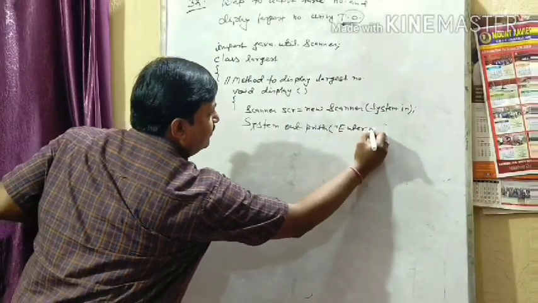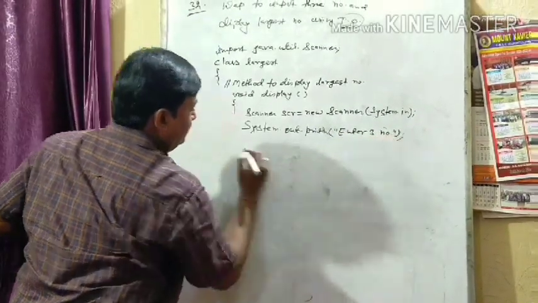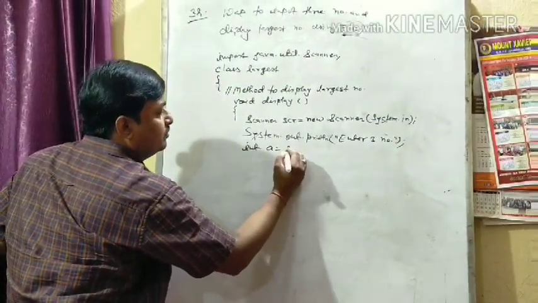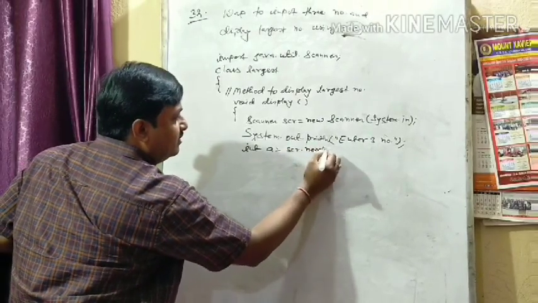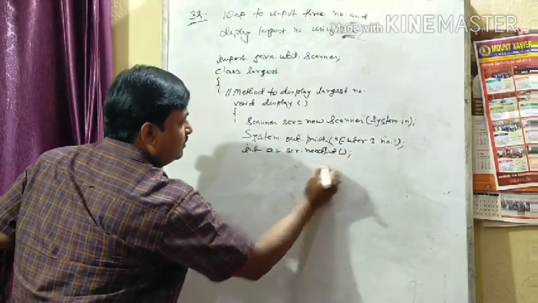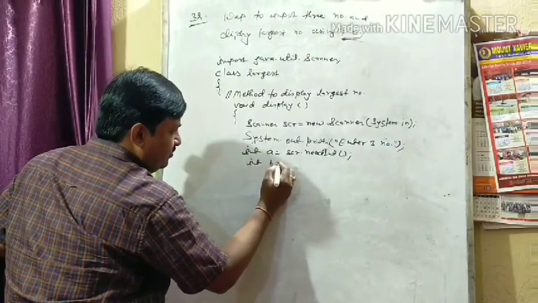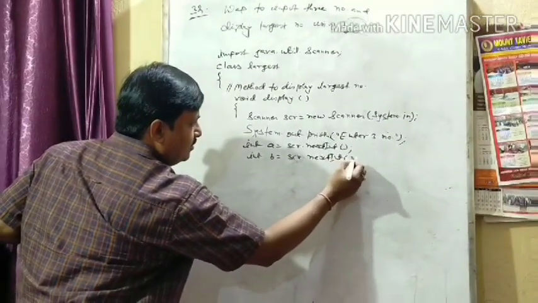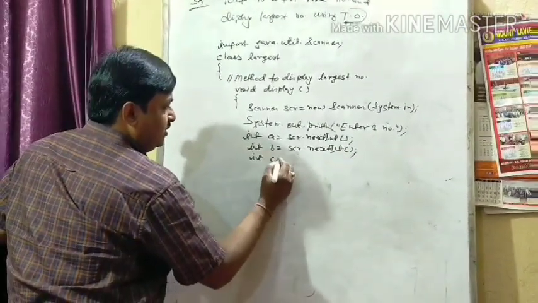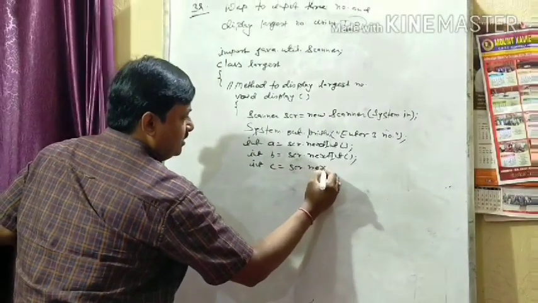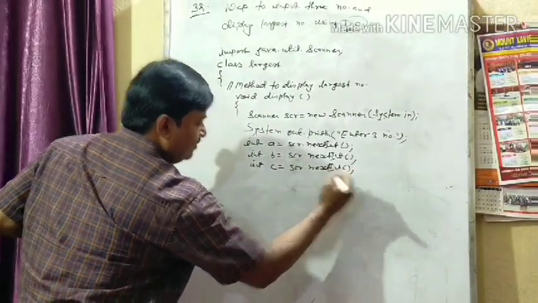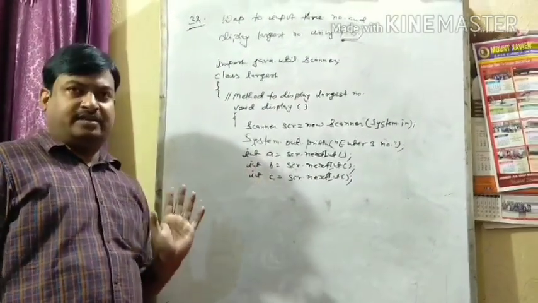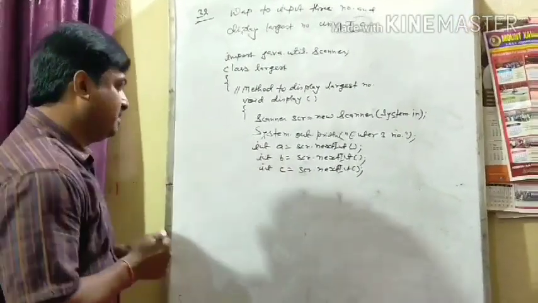Enter three numbers. int A equal to scr dot nextInt, B equal to scr dot nextInt, C equal to scr dot nextInt. Okay, student, we have entered three numbers A, B and C.